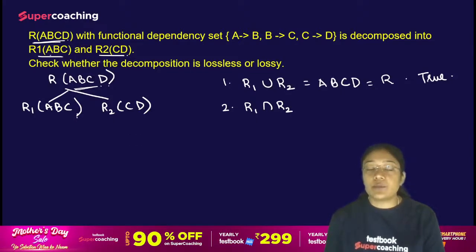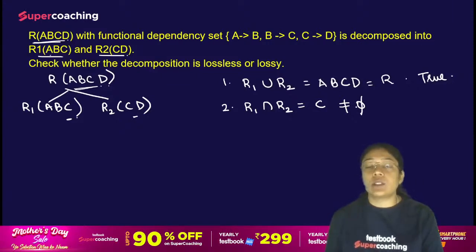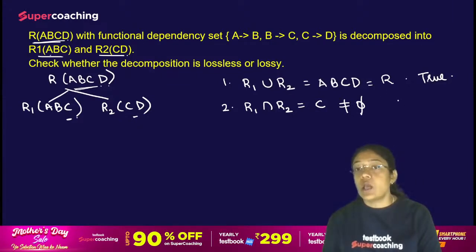R1 is having the attributes A, B, C. R2 is having the attributes C, D. So C is the common attribute, so this is not equal to 5. हमने ये बोला था कि there should be some common attribute. So second condition is also true.